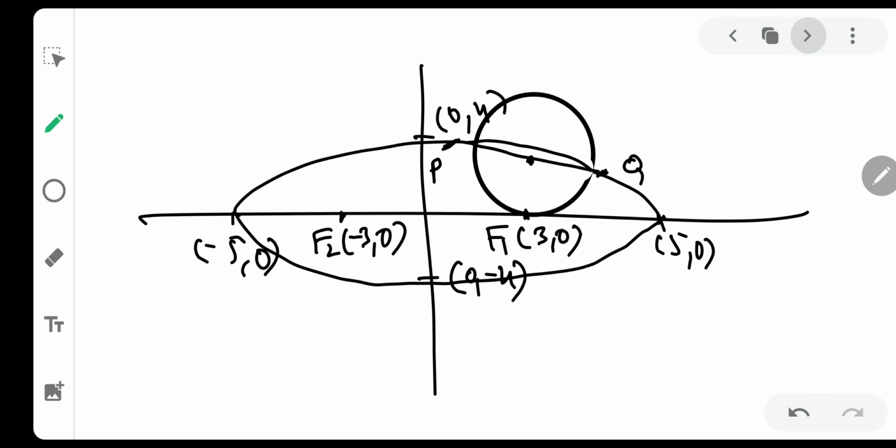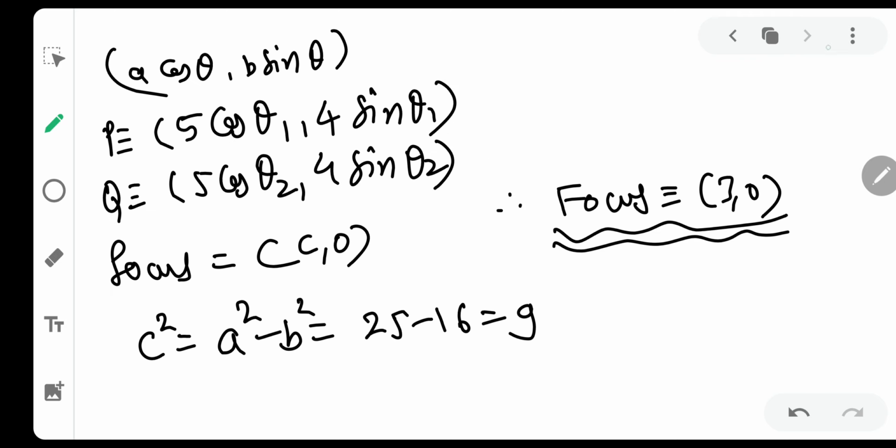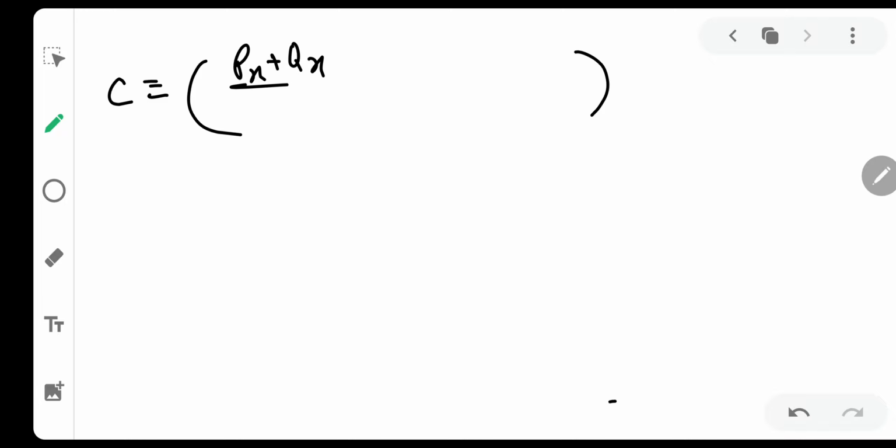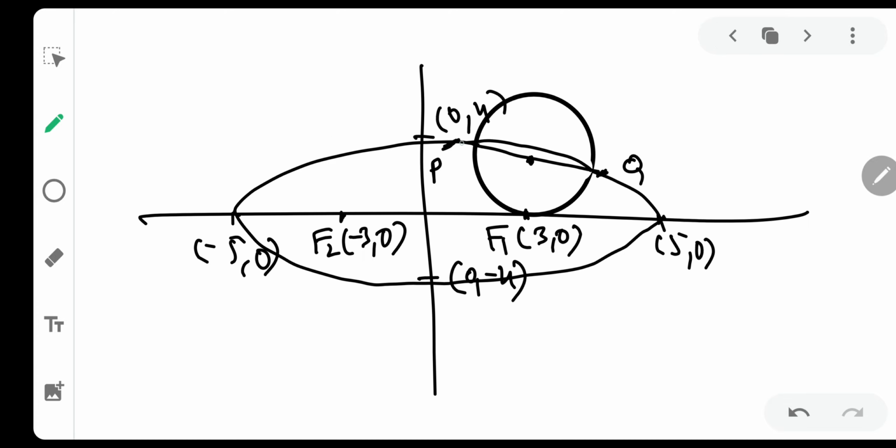Now, from the P and Q points, we know we can get the center of the circle. So let us get the center of the circle. We know P and we know Q. So the center of the circle will be (px plus qx) by 2 and (py plus qy) by 2. This is the midpoint formula because P and Q are the diameter points.